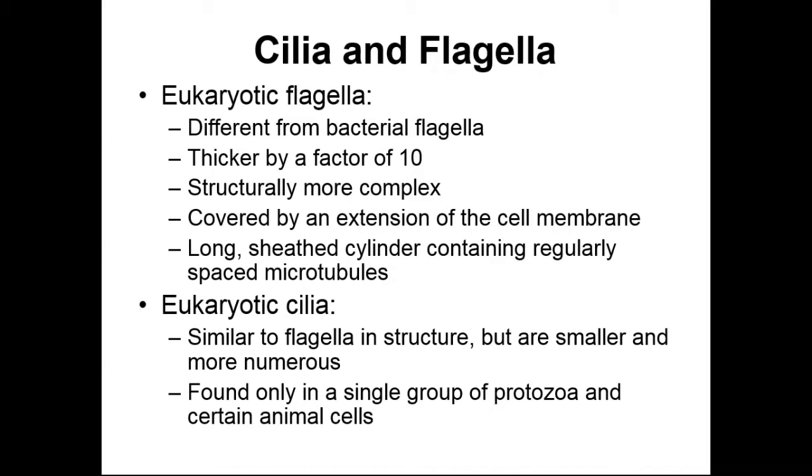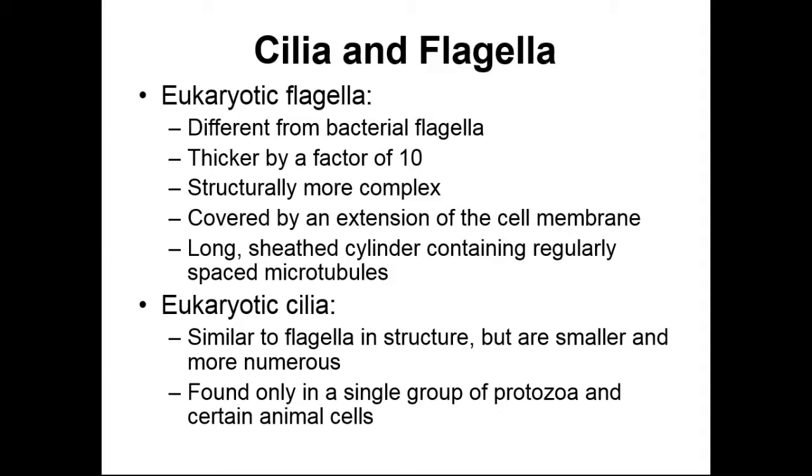We'll first start off with cilia and flagella. The eukaryotic flagella, unlike the bacterial flagella, has some very distinct differences. It is about 10 times thicker, and it's much more complex, structurally speaking. It has an extension of the cell membrane that covers it. And within the center of it, there's a long cylinder that contains regularly spaced microtubules. Another thing to note about the eukaryotic flagella is that it moves with a whipping fashion, compared to the bacterial flagella, which moves with a spinning, rotating fashion. The eukaryotic flagella has a primary function of moving the cell.